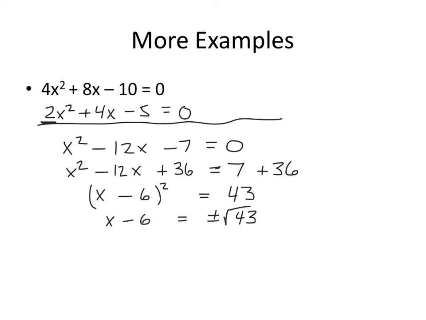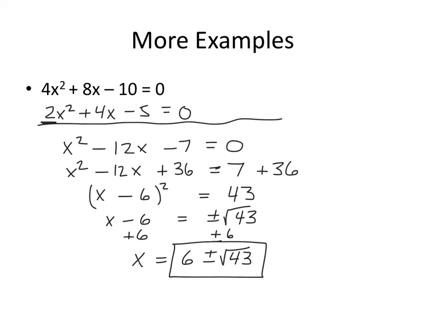Now in this case, I don't know what the square root of 43 is. I'm just going to leave it. I am going to add 6. And so my two solutions would be 6 plus or minus the square root of 43. Those would be my two solutions.